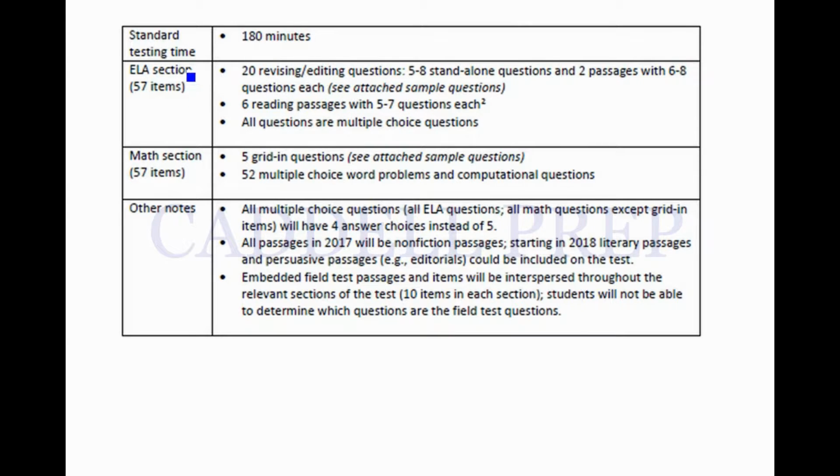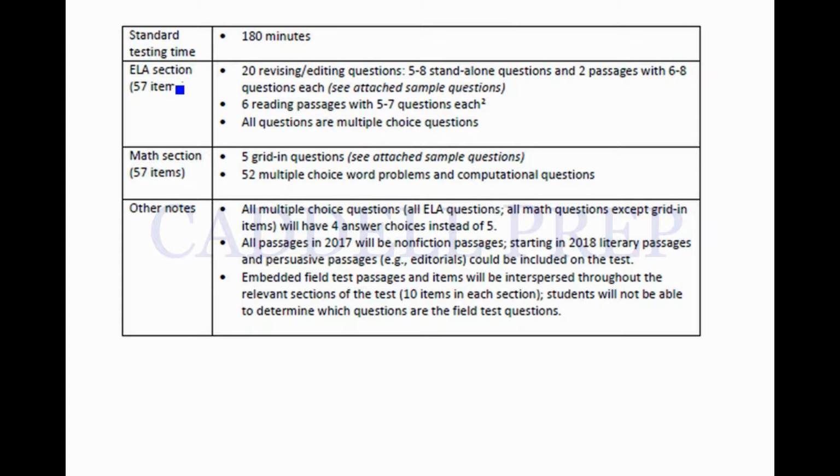So there are two main sections, the ELA section and the math section. They're not individually timed. So you could spend 100 minutes here and 80 minutes here, or 10 minutes and 170, however you decide to split up your time.